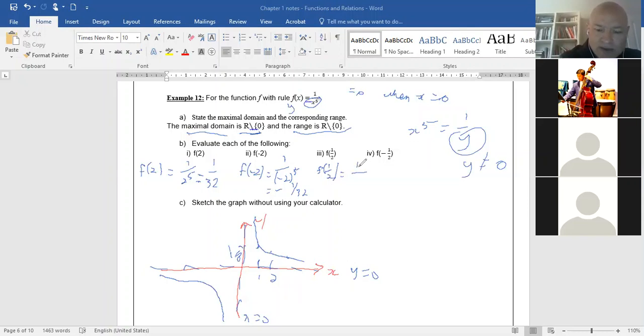f of a half will equal 1 divided by a half to the power of 5. Now, this is just going to be 2 to the power of 5, which means it's 32. And f of negative a half equals 1 divided by negative a half to the power of 5, which is just going to be negative 2 to the power of 5, which means it's negative 32. And we can get our graph from there.